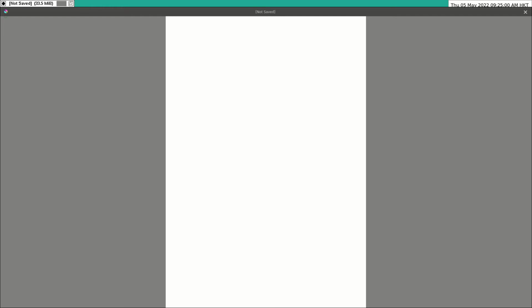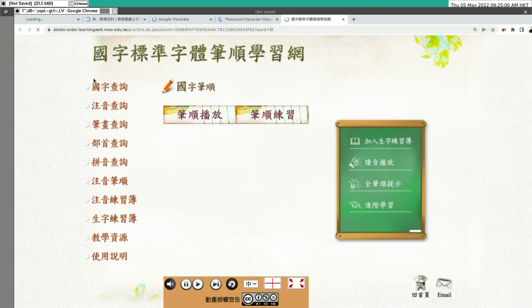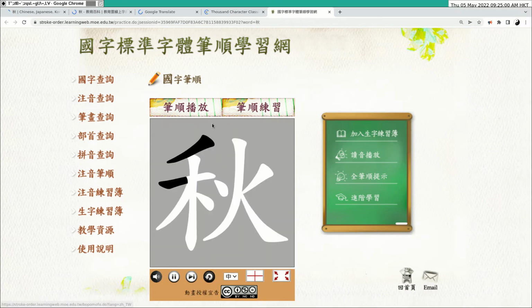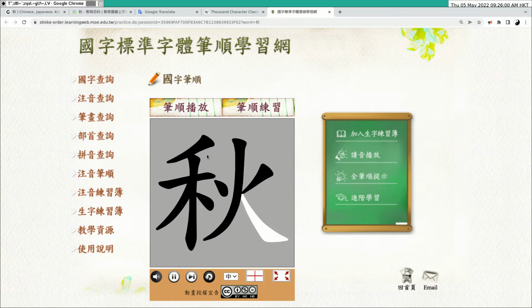2022 May 5th, Thursday. Today we have the 21 calories. Chew. It's a beautiful character. It looks beautiful. This part, this part is fire. Okay, here it means the coin, the harvest.